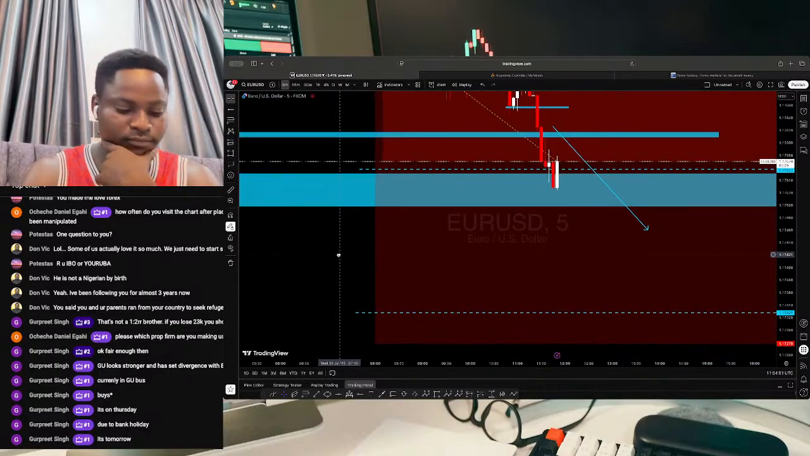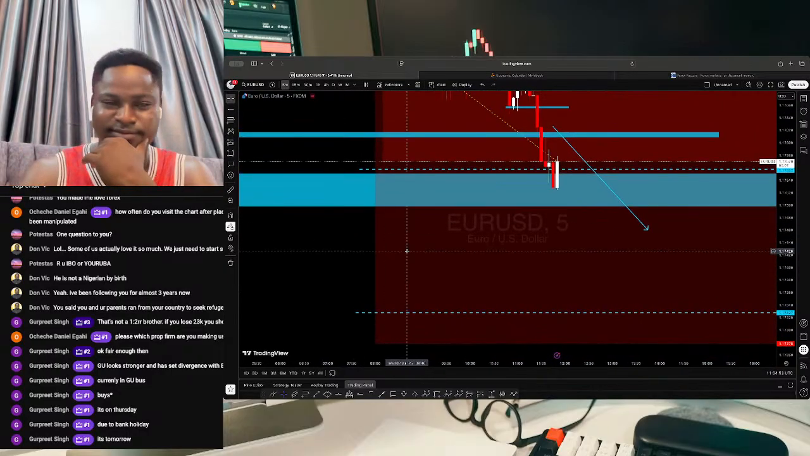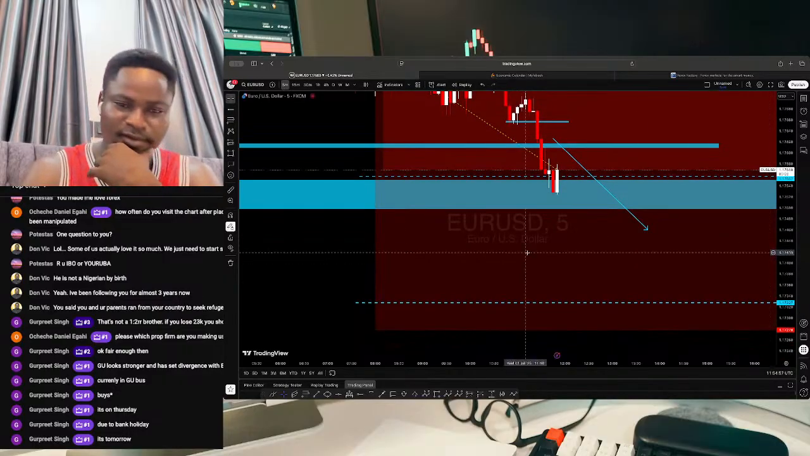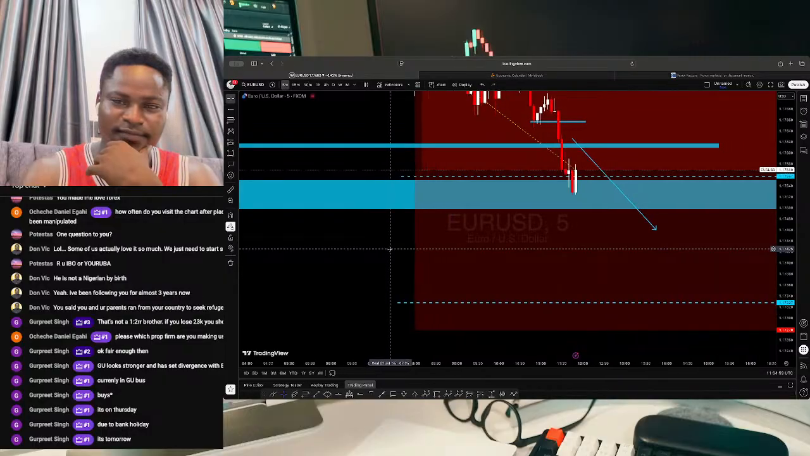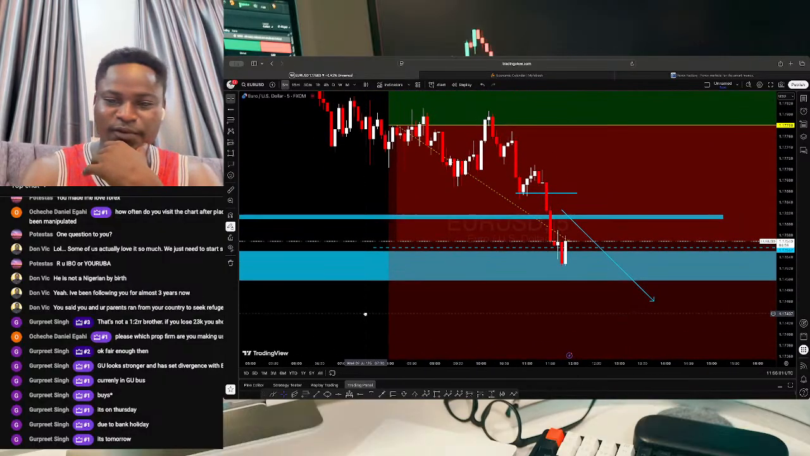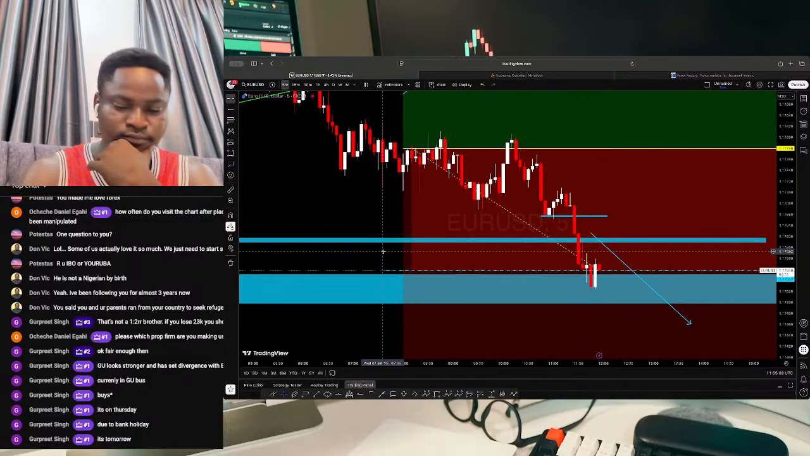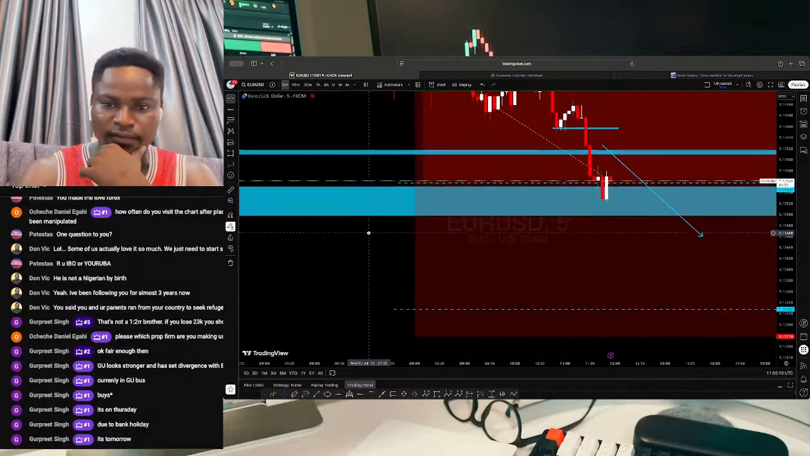Yeah, so that's how I trade prop firms, guys. It's not magic. That's how I trade prop firms. Most of these prop firms are not mine though. It's actually account management, some of it, so we share profit 50-50 and all of that.